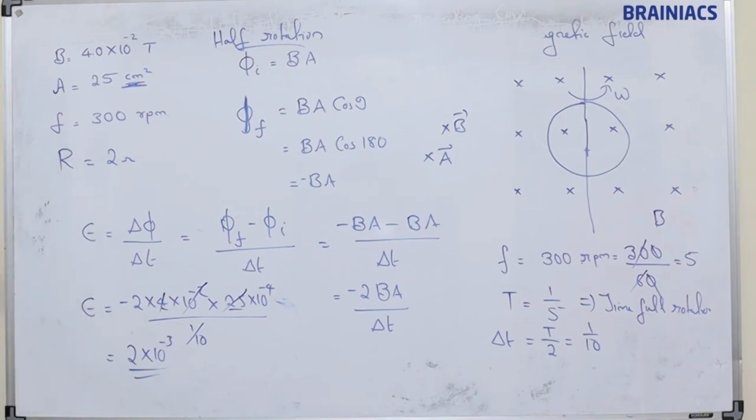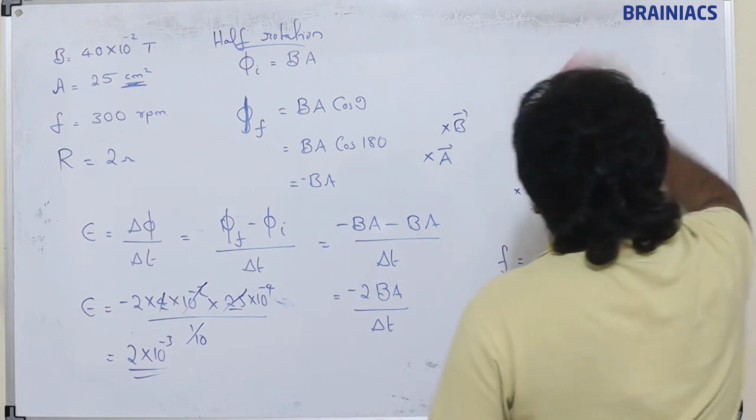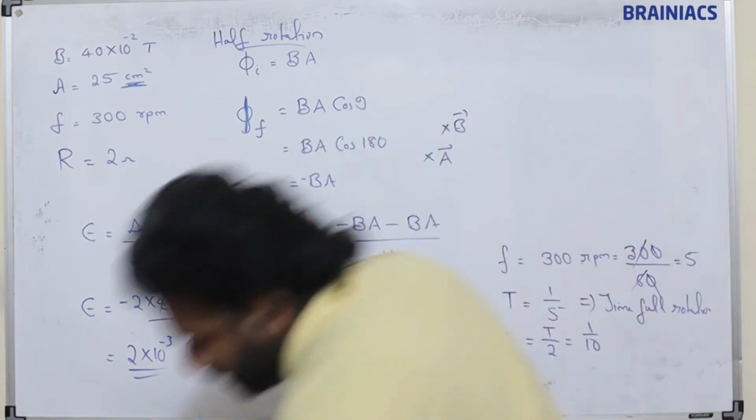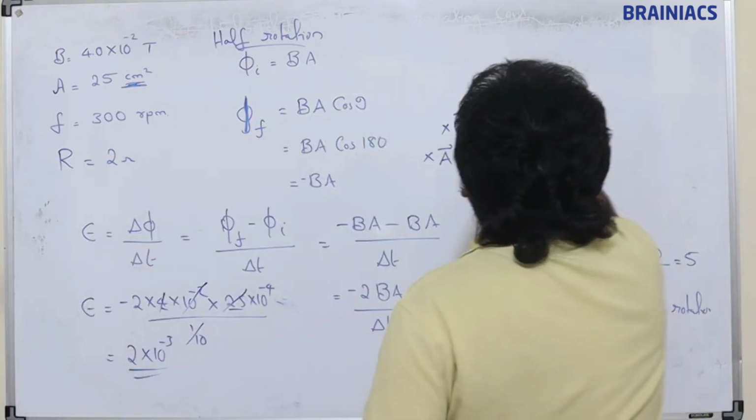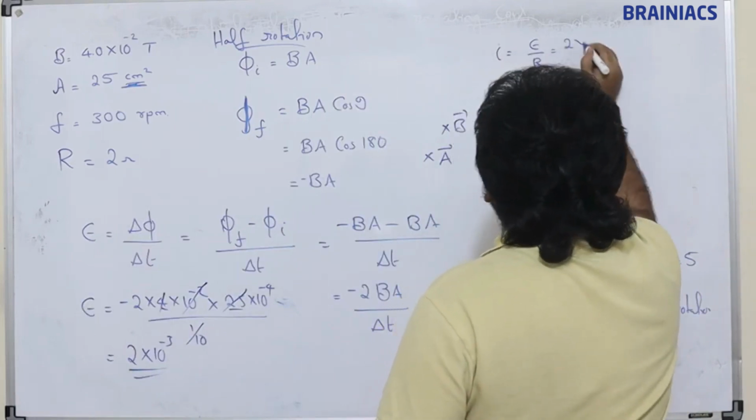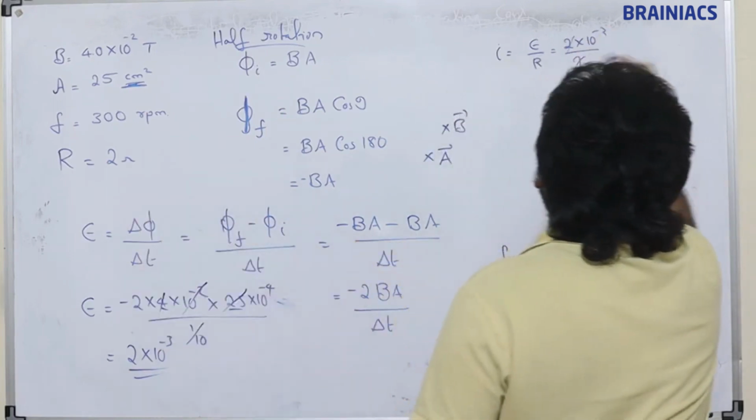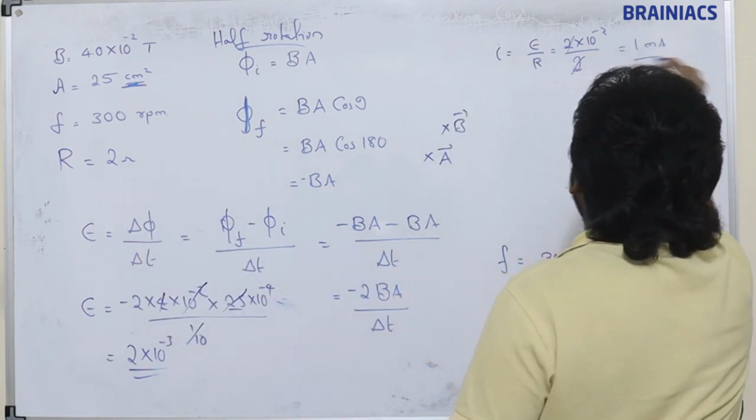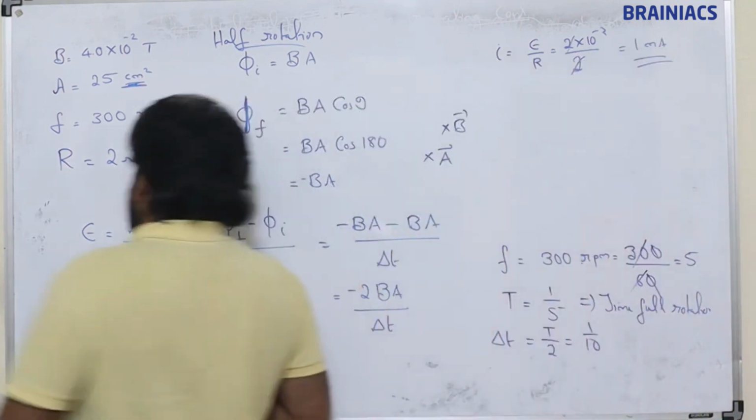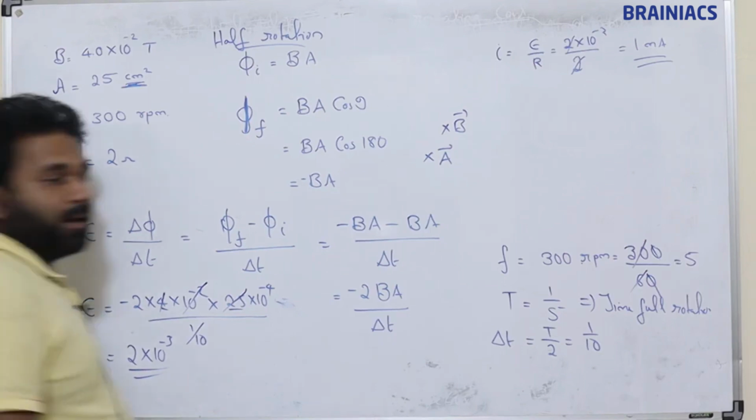Fine. Okay, 2 millivolt is the induced EMF. So what is the induced current? Induced current I is equal to E by R. So 2 into 10 raised to minus 3 divided by the resistance 2. So this is going to be 1 milliampere. Okay, so this is 2 millivolt and 1 milliampere. This is the induced voltage and current.